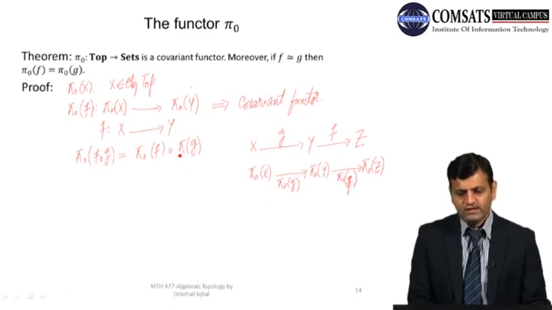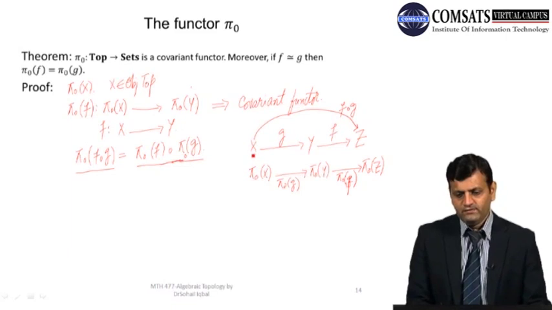This is pi naught of g, this is pi naught of f. So this statement is saying that taking this map from X to Z, which is basically first applying g and then applying f, of course if f and g are continuous, then its composition is continuous. If we calculate pi naught of f composition g, it is the same as first calculating pi naught of g, and then composing it with pi naught of f.